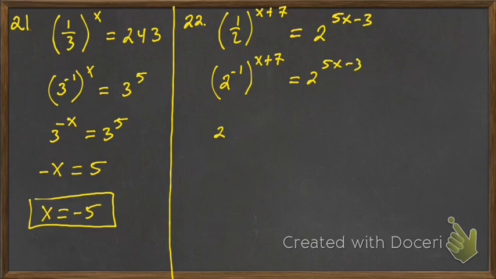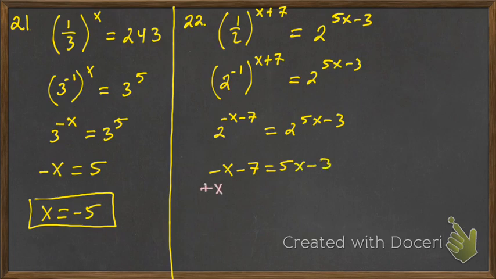Now we're going to multiply the exponents. We're going to multiply -1 times the x and the 7. So be a little careful there. Sometimes students only multiply by the x, and then we get the wrong answer. So it'll be -x minus 7 equal to 2 to the 5x minus 3. Equal bases, equal exponents. Out pops a linear equation.